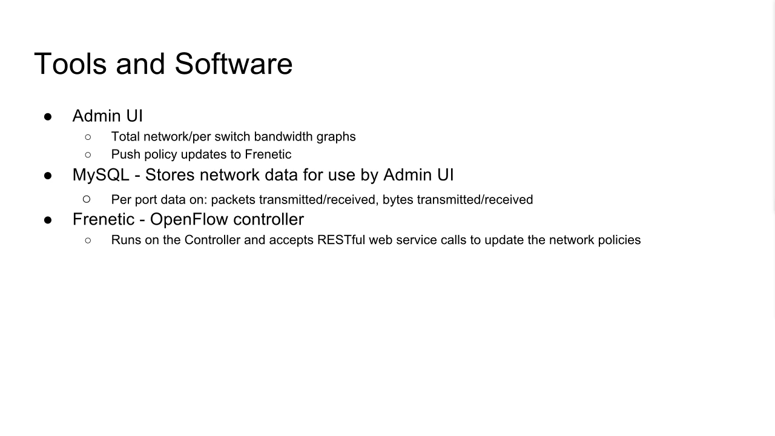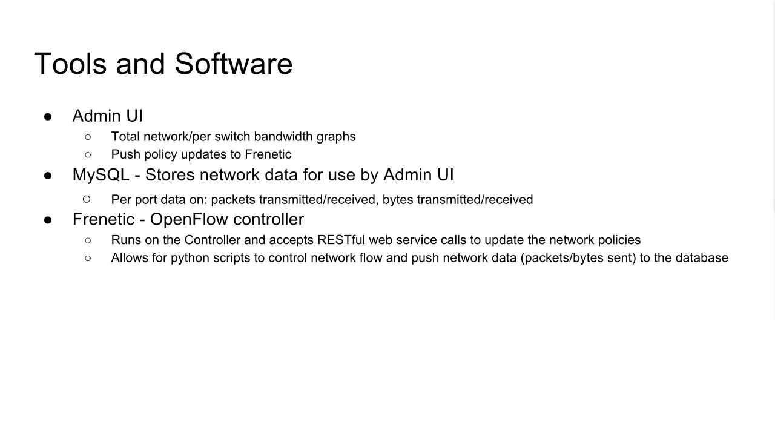So Frenetic runs on the controller itself, and we're going to update policies to it via RESTful web services. The policy updates can be for the entire network, or they can be for multiple domains, single or multiple switches, or even multiple ports on a single switch. Frenetic also allows for Python scripts to control the network flow and push data packets to the database. So we're going to be running several Python scripts to monitor those statistics.